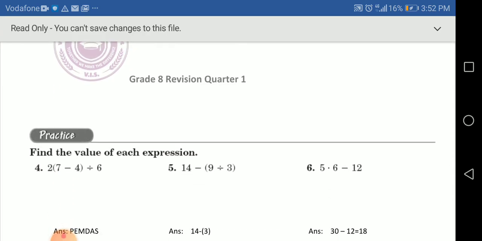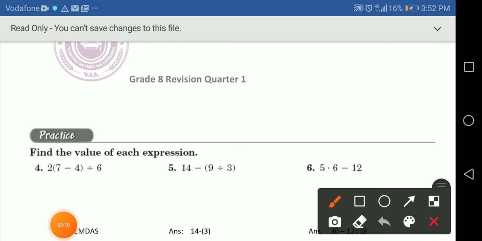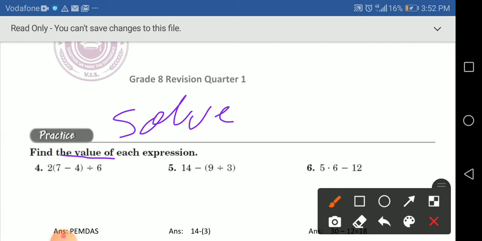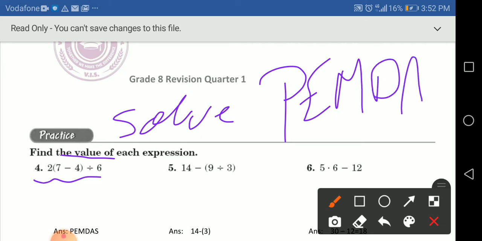We're going to have a revision on quarter 1, grade 8. So let's start. I have here: find the value of each expression. Remember, when I say find the value, I'm going to evaluate or solve. I have here some operations. I should follow PEMDAS when I have operations in math, so I follow the order of operations.